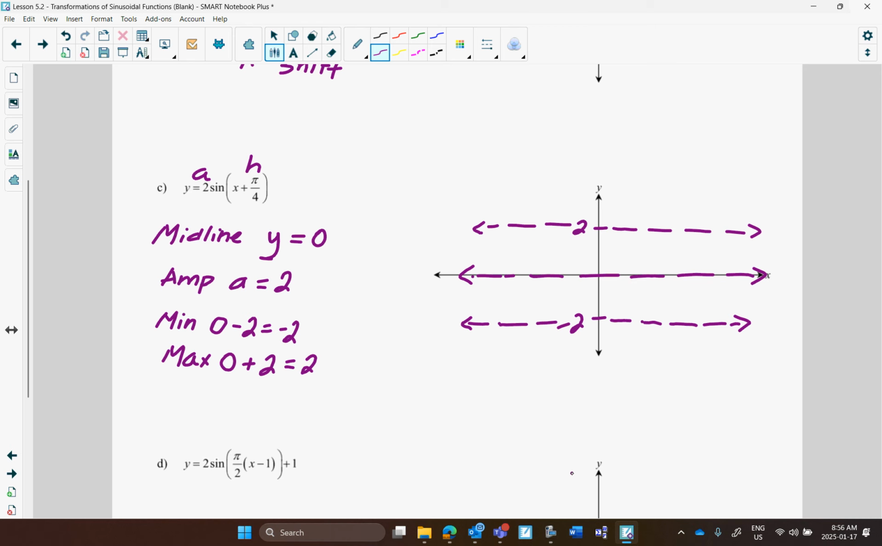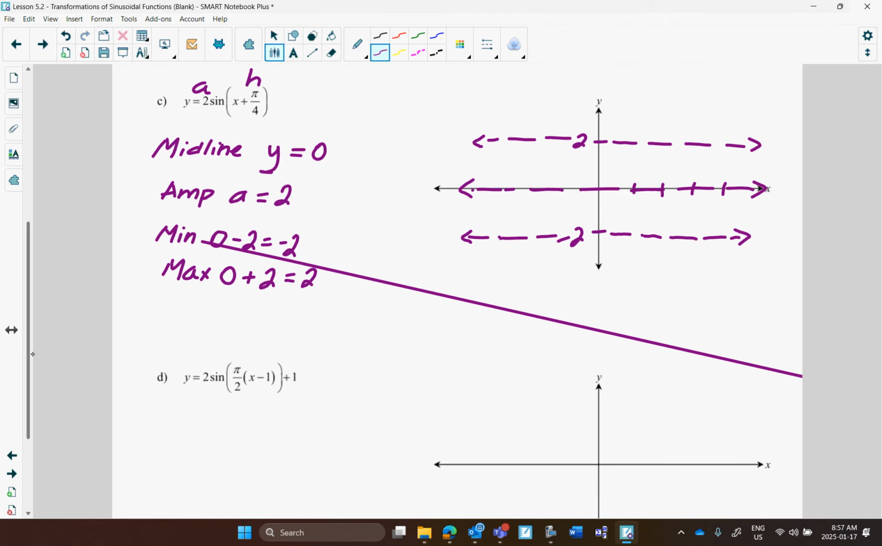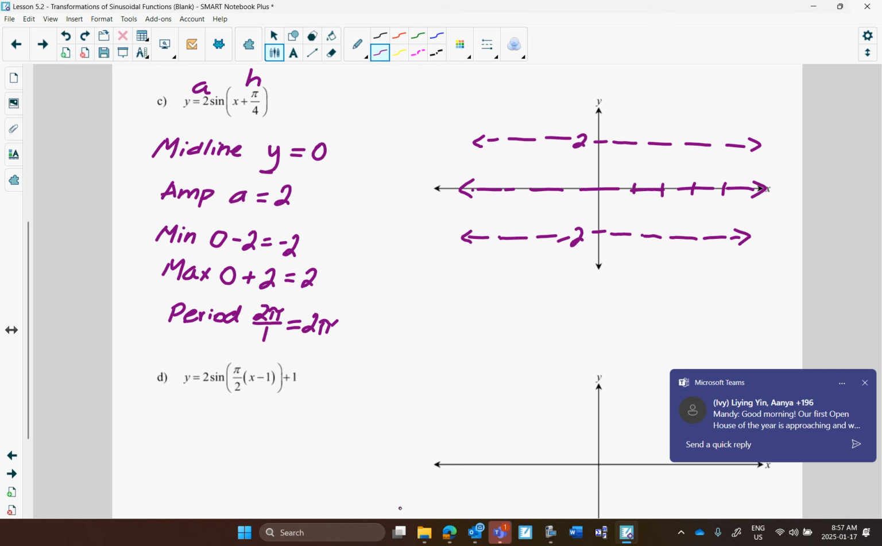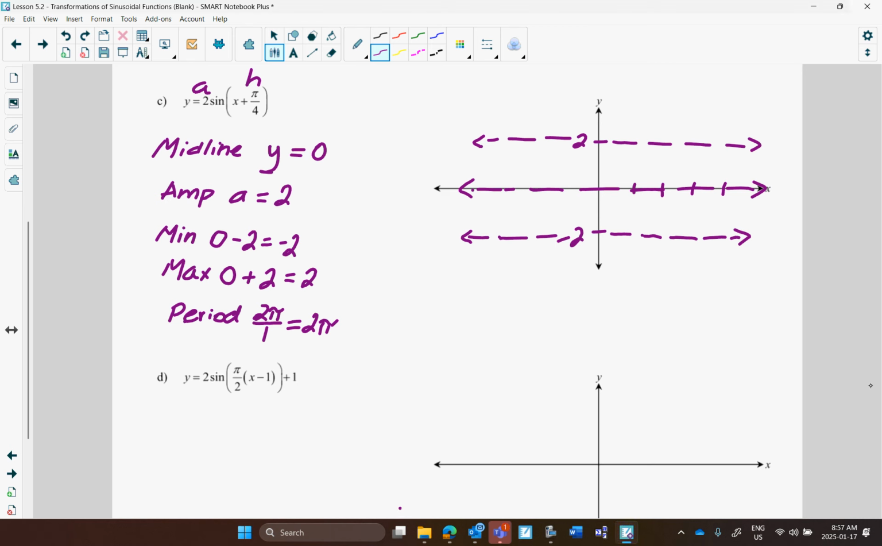We're kind of halfway there. 4 notches to get ready for the period. And the period, remember, is 2 pi over the value of b. So it's going to be 2 pi over 1. So the period doesn't change, it's still 2 pi. So that's 2 pi.